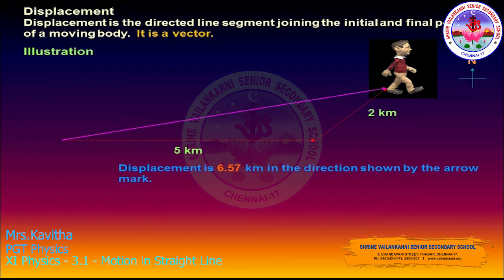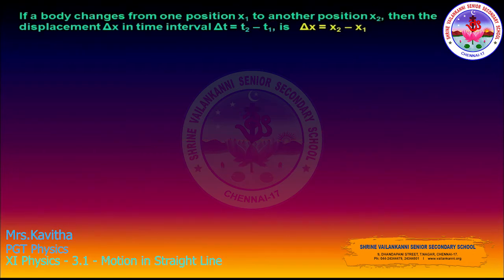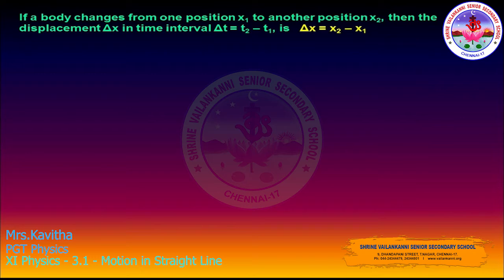in the direction shown by the arrow. Similarly, if the person covers 5 kilometers and again comes back to the original position, then what is the displacement? It is 0, because the shortest distance between the 2 points is zero, as he comes to the same position. Have you all understood that? Yes. Now let us see some more examples.